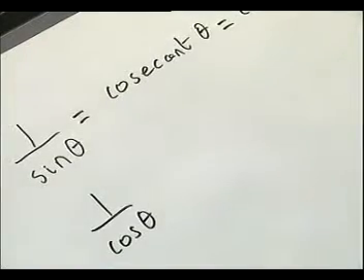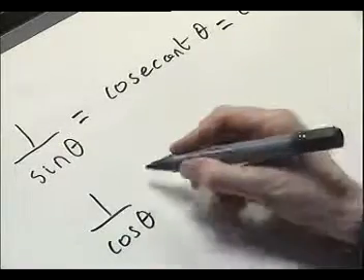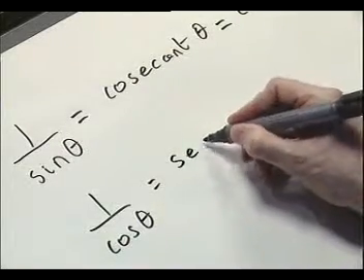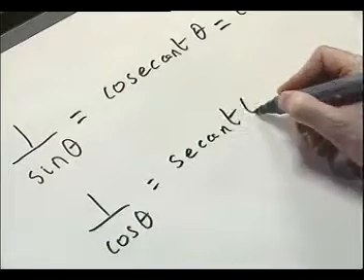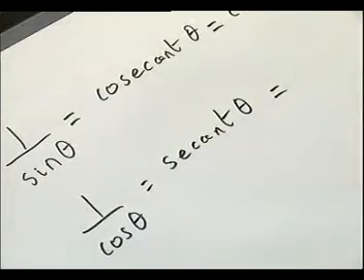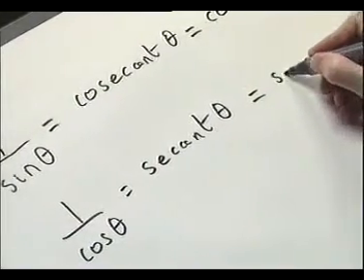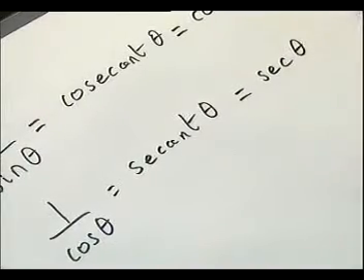The second one follows the same line, 1 over cos theta. And its full name is the secant of theta. But again, we shorten that to sec theta.